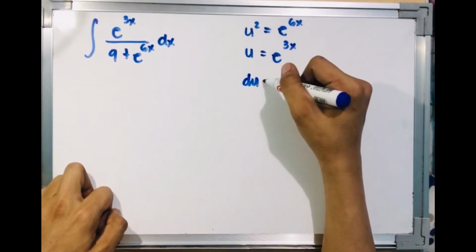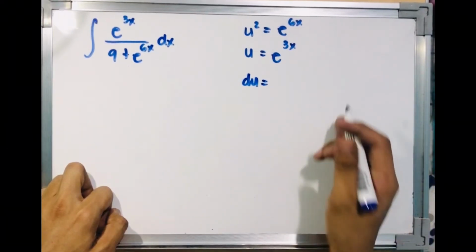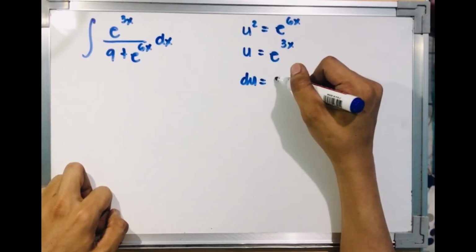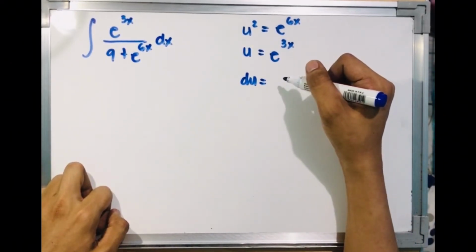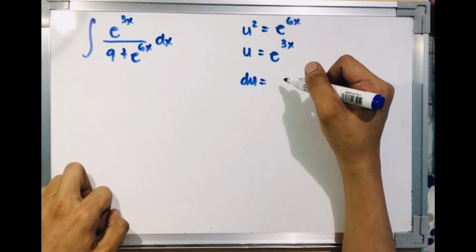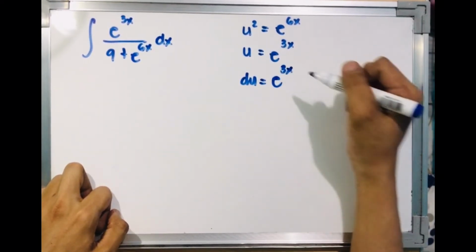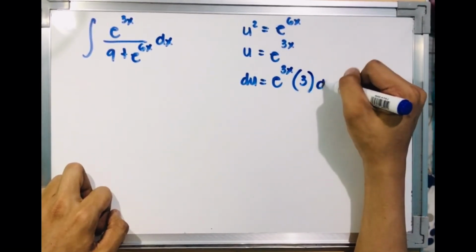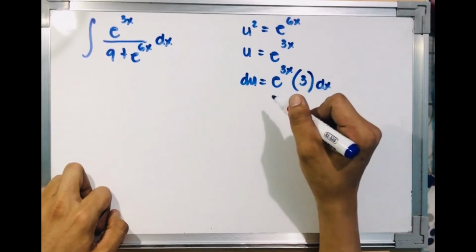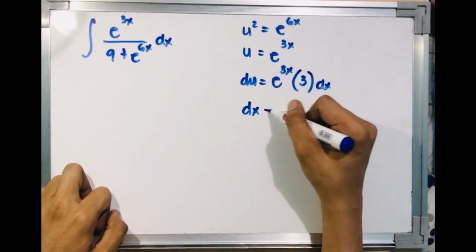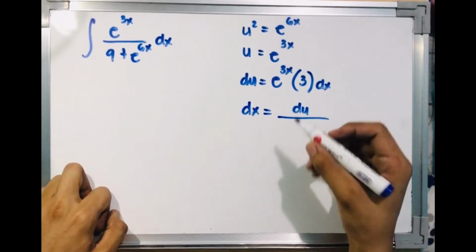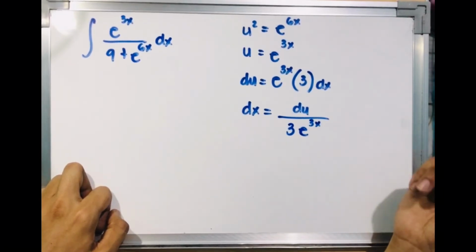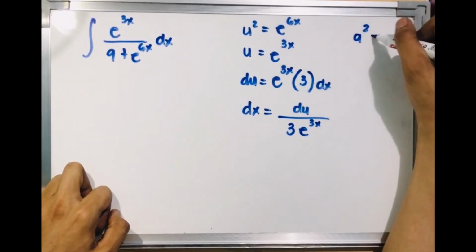And our du, siguro, ito yung magiging struggle kapag hindi mo kabisado yung derivative ng ating Euler number. And it's very easy na ang derivative ng e raised to 3x is just e raised to 3x, pero don't forget to multiply yung numerical coefficient ng ating exponent. And don't forget the dx. So, in this case, our dx is equal to du over, lagyan na natin yung 3 sa harap ng ating Euler number. Okay?